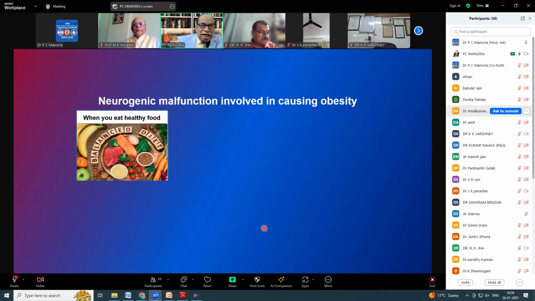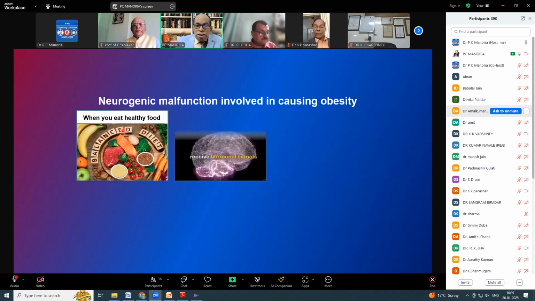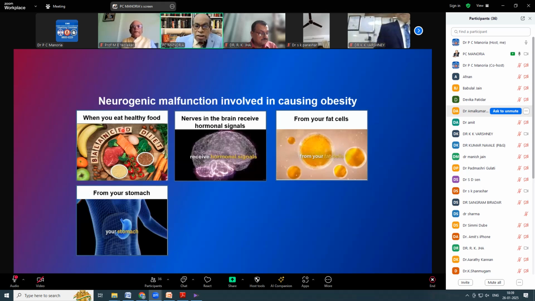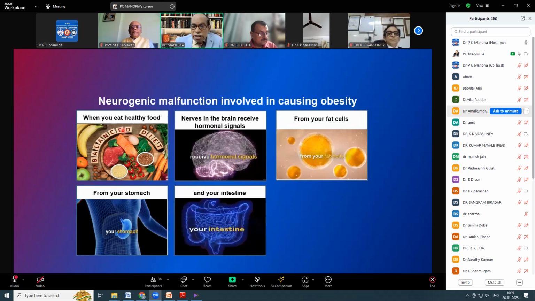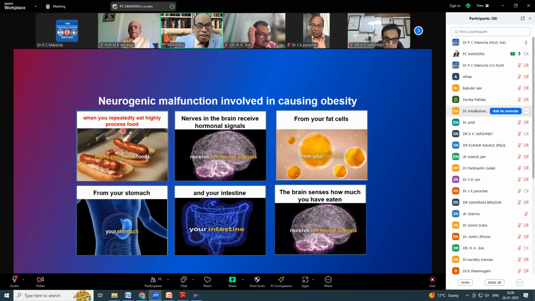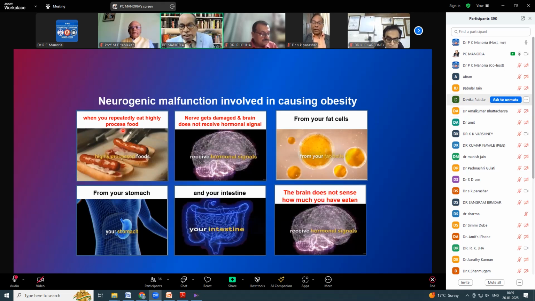Now, when you eat healthy food, the nerves in the brain receive hormonal signals from the fat cells, from your stomach, your intestine, and the brain senses how much you have eaten, and then it gives a satiety signal and you stop eating. However, when you repeatedly eat highly processed food, the nerves get damaged and the brain does not receive hormonal signals, and the brain does not sense how much you have eaten, and you may continue to eat.